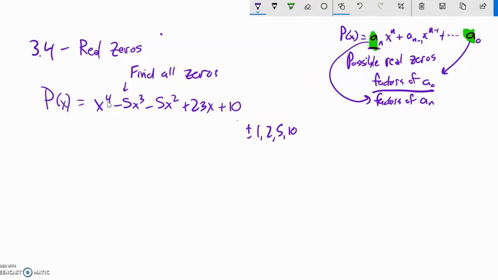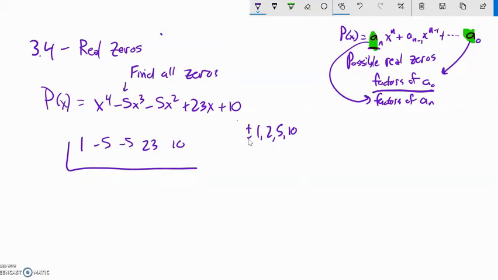First off, I'll lift off the coefficients from here. So I have 1x to the 4th, negative 5x cubed, negative 5x squareds, 23x's and a 10. Now let's try 1. Bring it down, multiply, add, multiply, add, multiply. This is not looking good. One's not going to work. I just know that I'm not going to end up with a 0 there. So 1 didn't work.